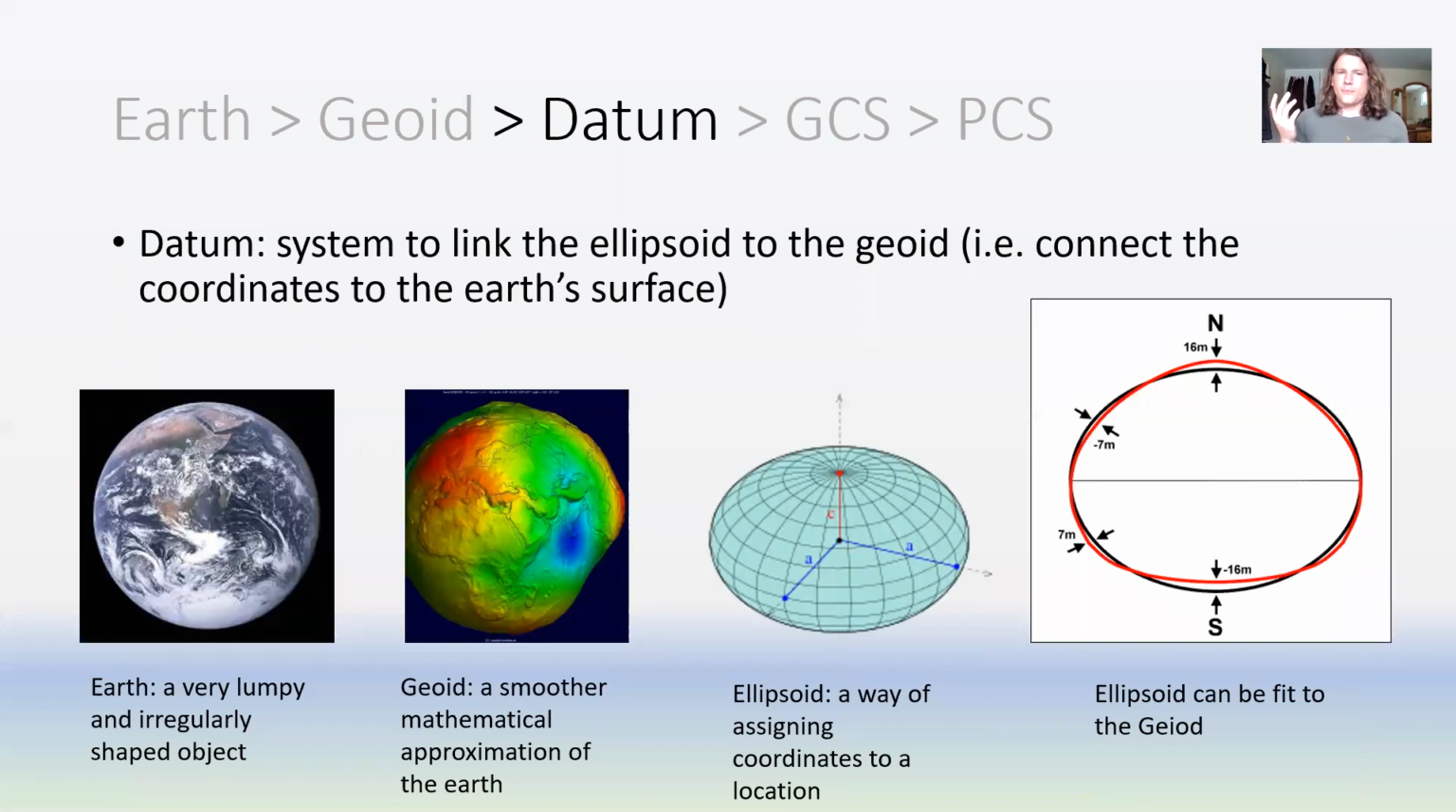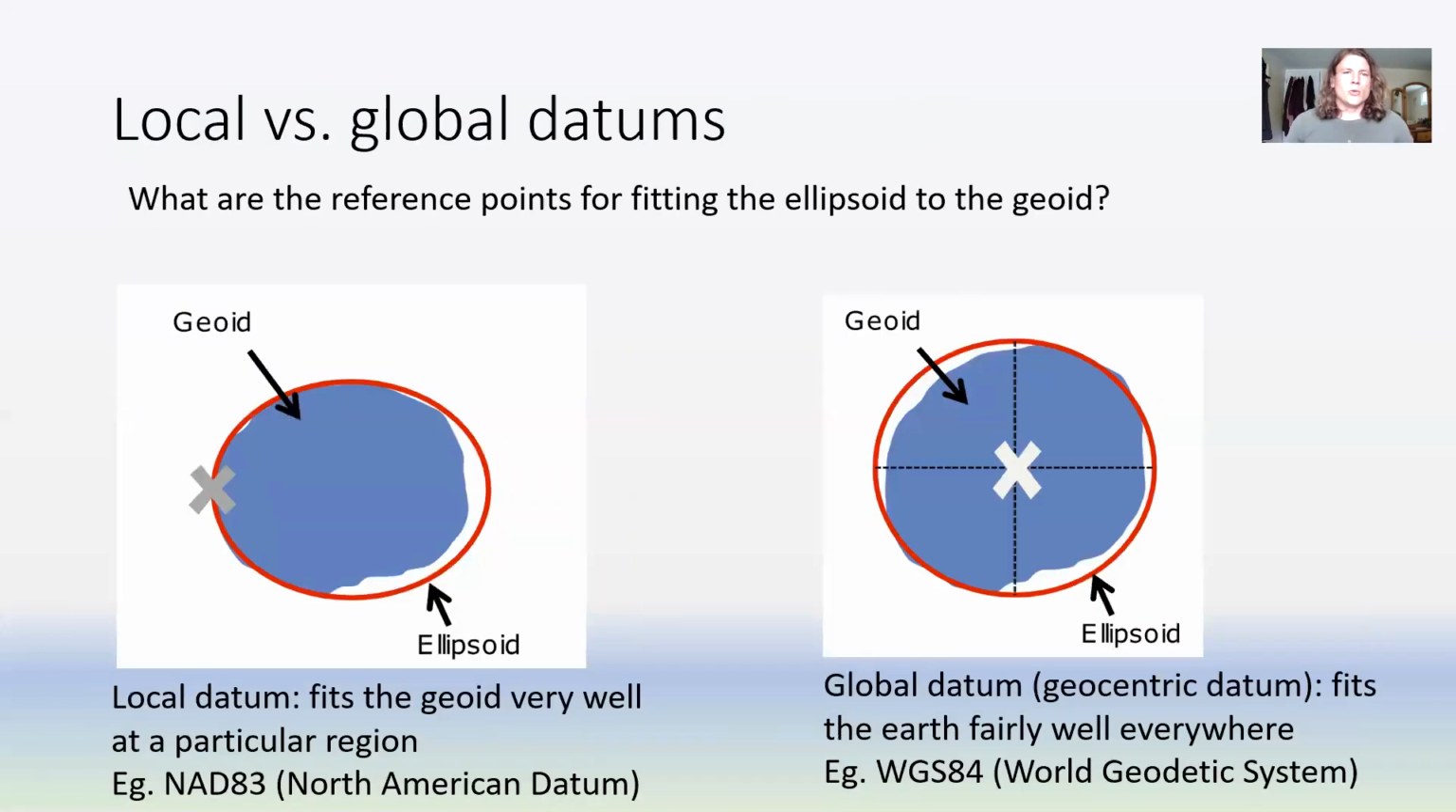So a datum is just a way of linking that ellipsoid to the geoid, right? So it's going to be used as essentially a connection to link the coordinates to the Earth's surface. And so an ellipsoid can be fit to a geoid in basically 2 different ways. We can have a local or a global datum. And so local versus global just denotes where the reference point is for fitting the geoid.